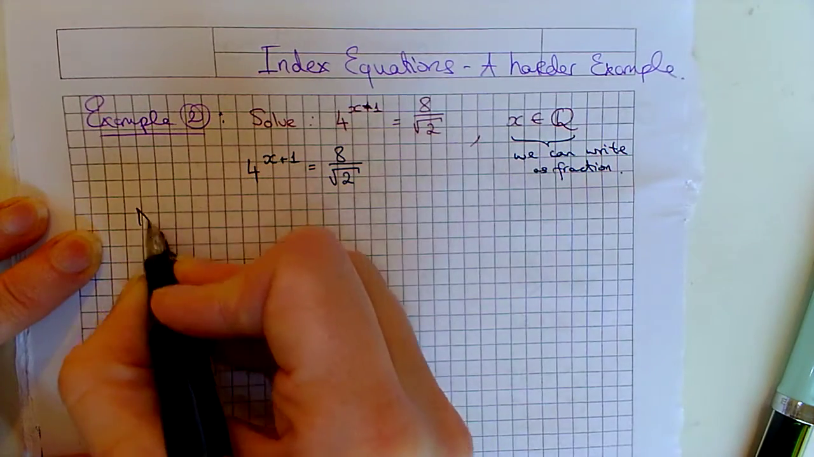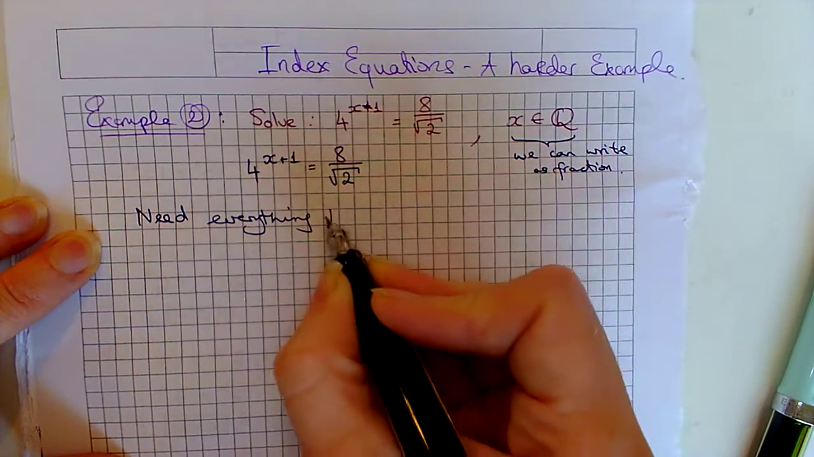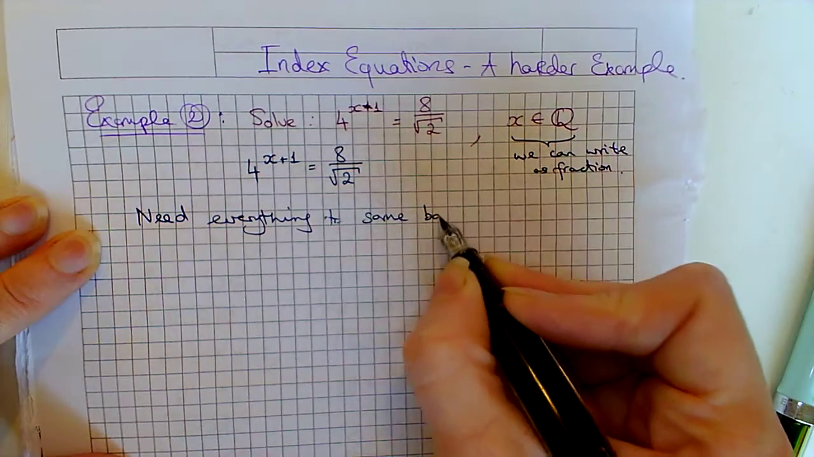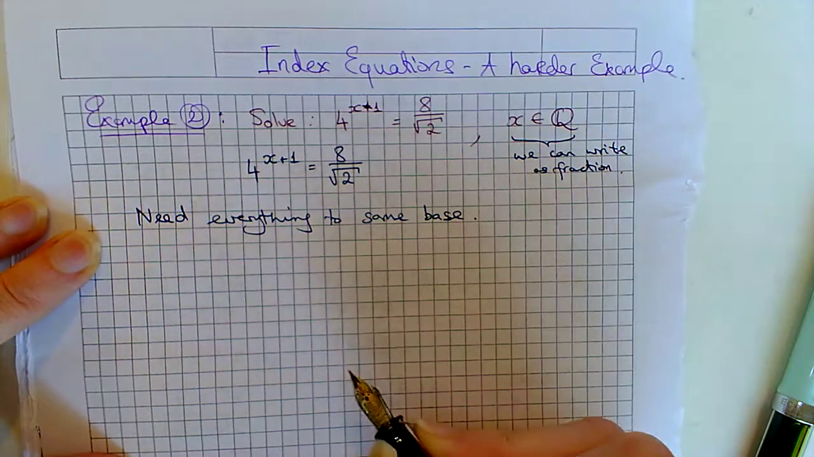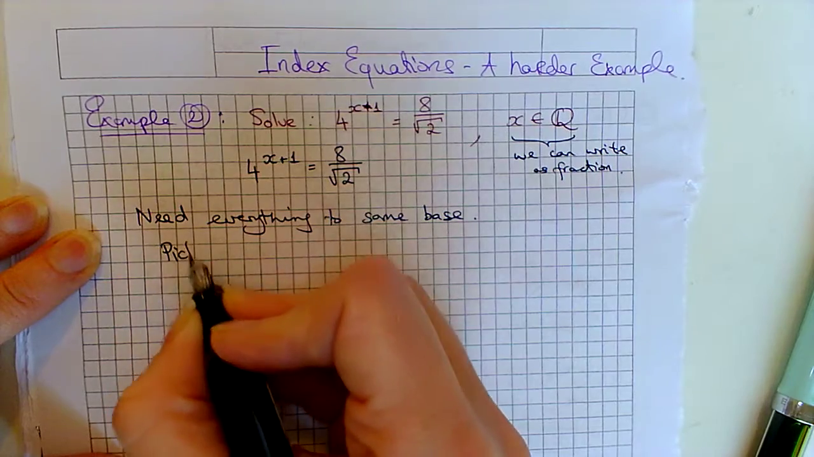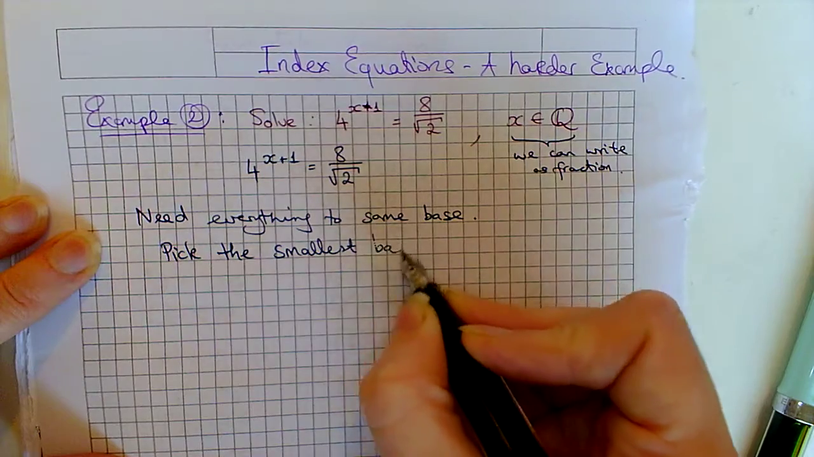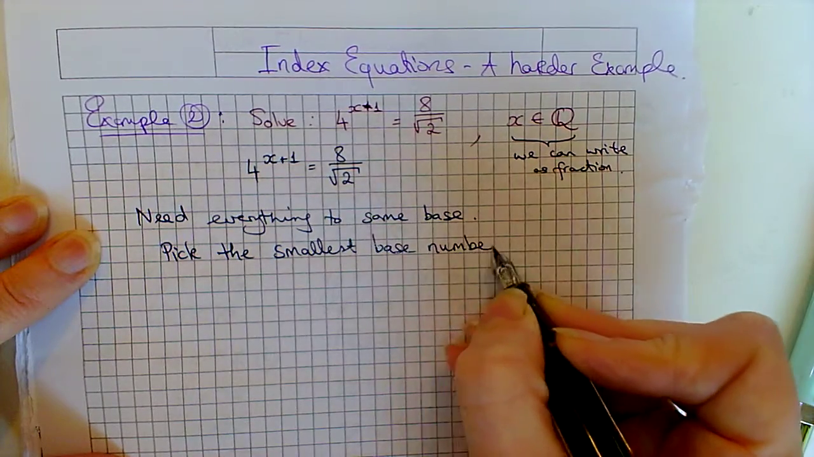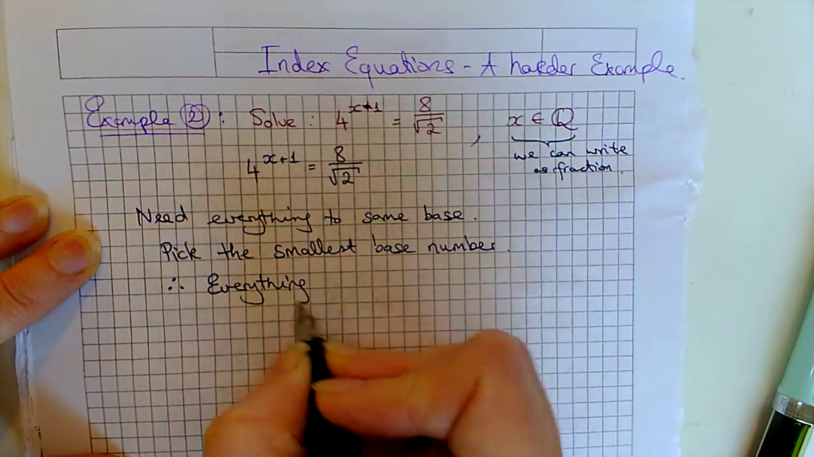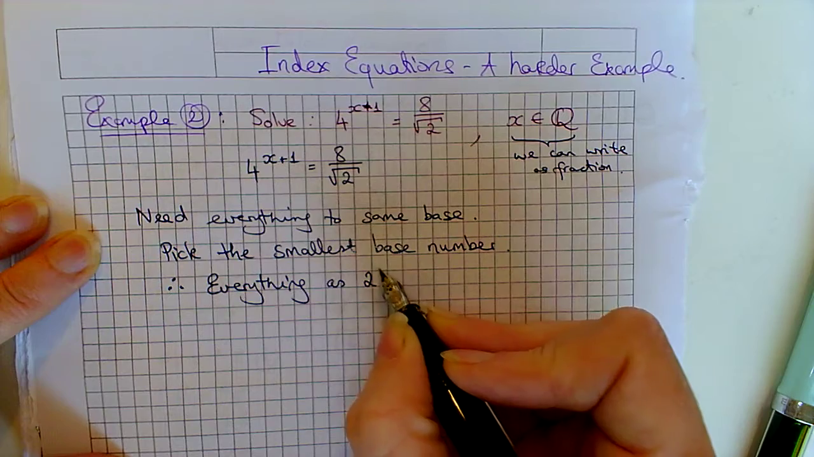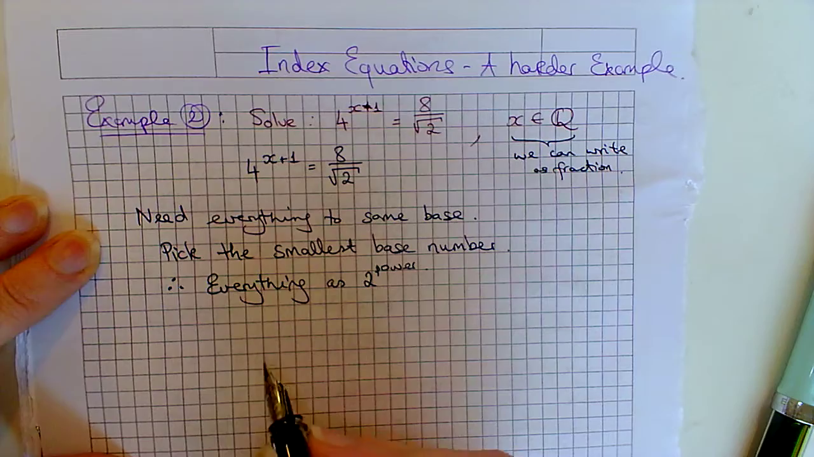We need to write everything to the same base. So what base should it be? 4, 2, or 8? When you're not sure, you should always pick the smallest base number. So that means we're going to write everything as 2 to the power of something. Let's do it step by step.